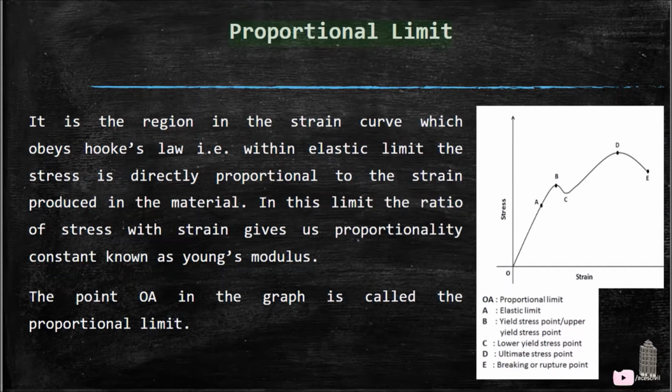Proportional limit. It is the region in the stress-strain curve which obeys Hooke's law, i.e. within the elastic limit the stress is directly proportional to the strain produced in the material. In this limit the ratio of stress to strain gives us the proportionality constant known as Young's modulus. The point in the graph is called the proportional limit.